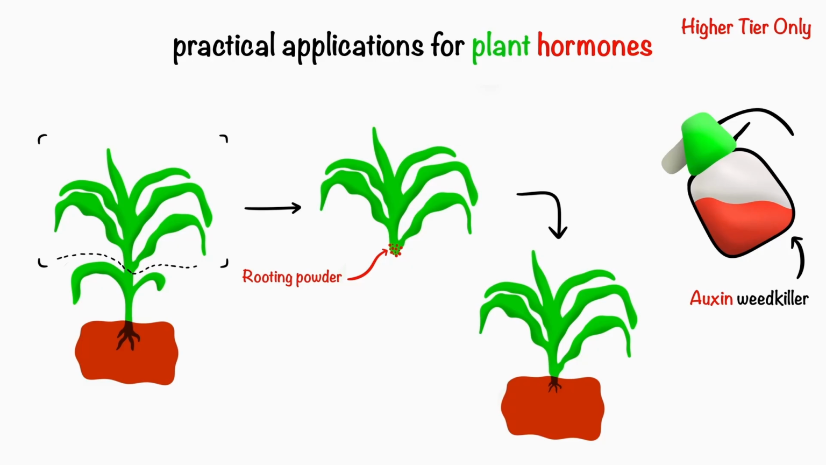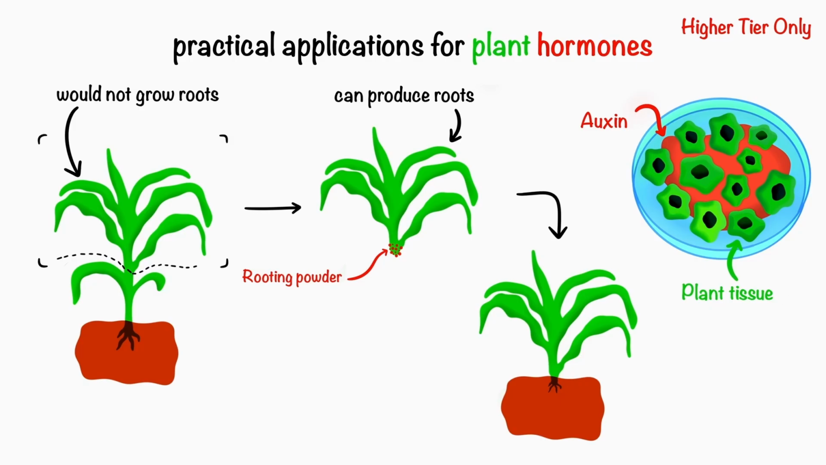Auxins are also used as rooting powders. A cutting is a part of a plant that has been cut off, like the end of a branch with a few leaves on it. Normally, these cuttings would not grow roots. However, if rooting powder containing auxins is applied, cuttings can produce roots rapidly and start growing as new plants. This enables growers to create many identical copies of a valuable plant much more quickly than growing from seeds.